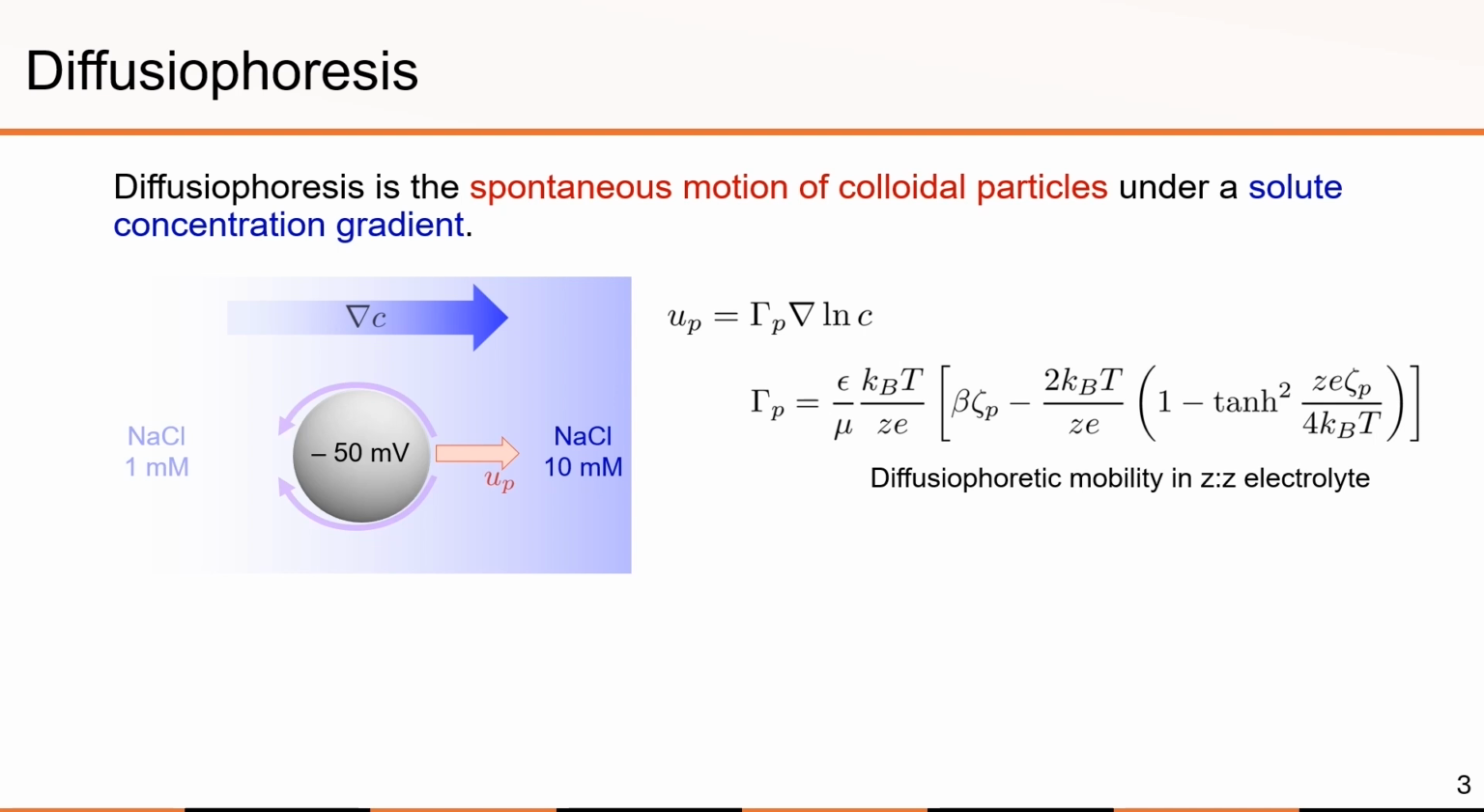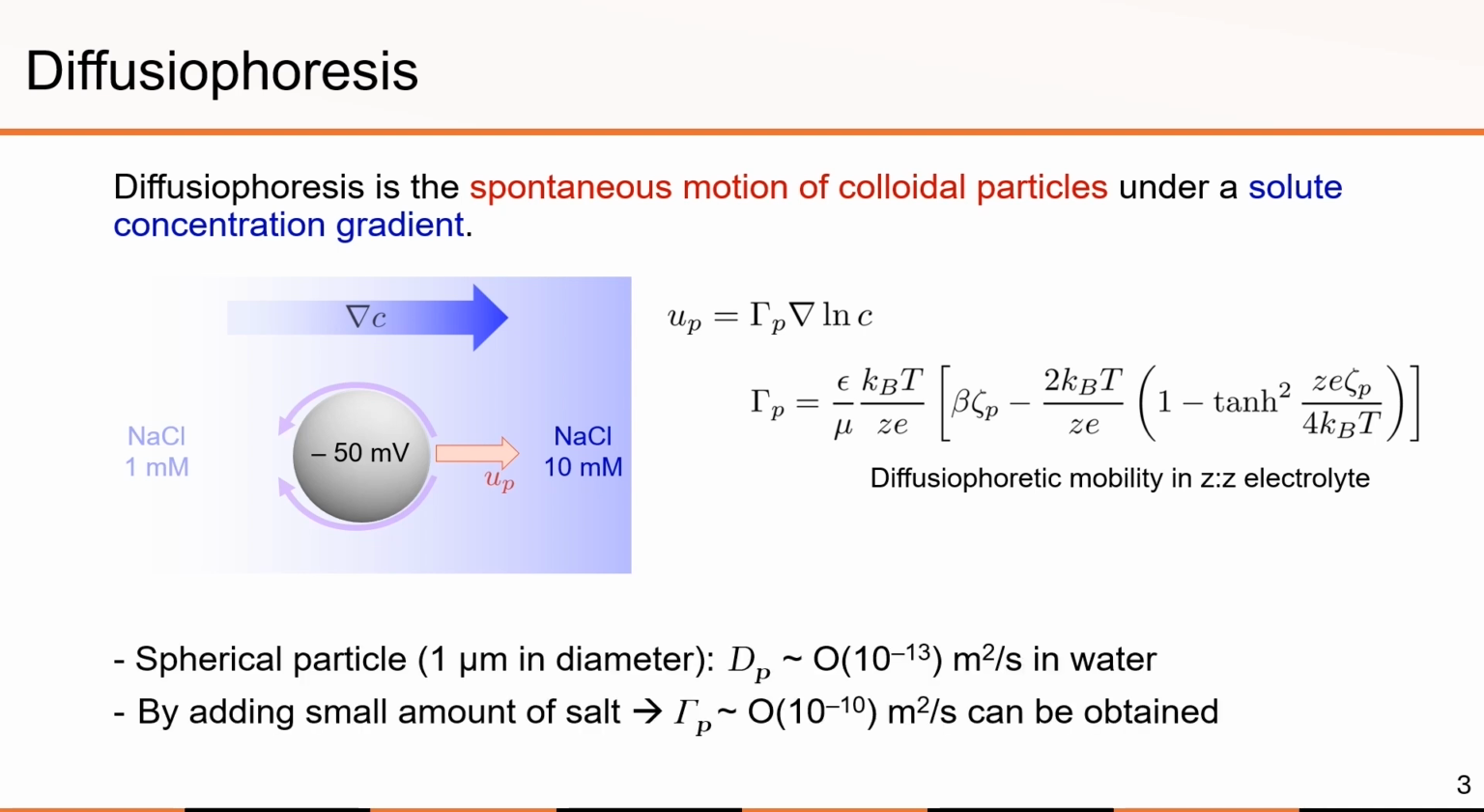Here, gamma p is the diffusiophoretic mobility that is a function of zeta potential, and c is the concentration of salt. For detailed explanation of diffusiophoresis, please refer to the inserted video on the top right corner. Diffusiophoresis is considered advantageous for moving micron-sized particles, as the typical particle mobility induced by a simple salt gradient like sodium chloride is 1,000 times higher than the particle's own Stokes-Einstein diffusivity.